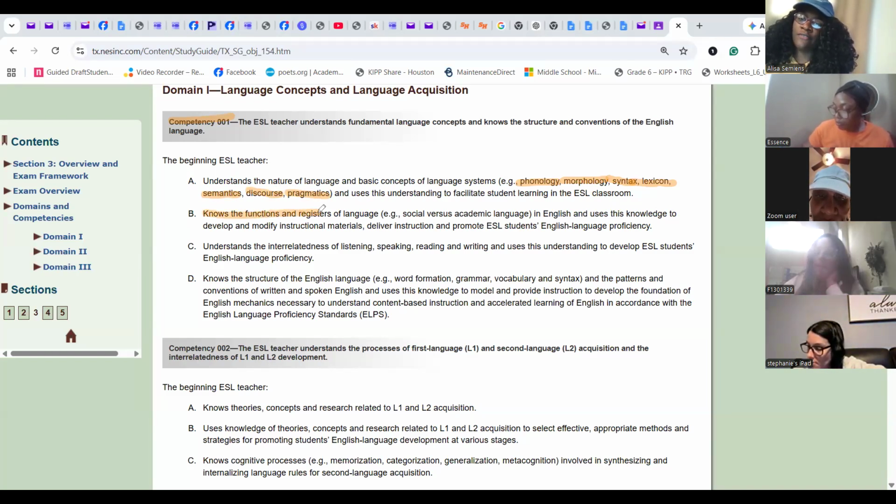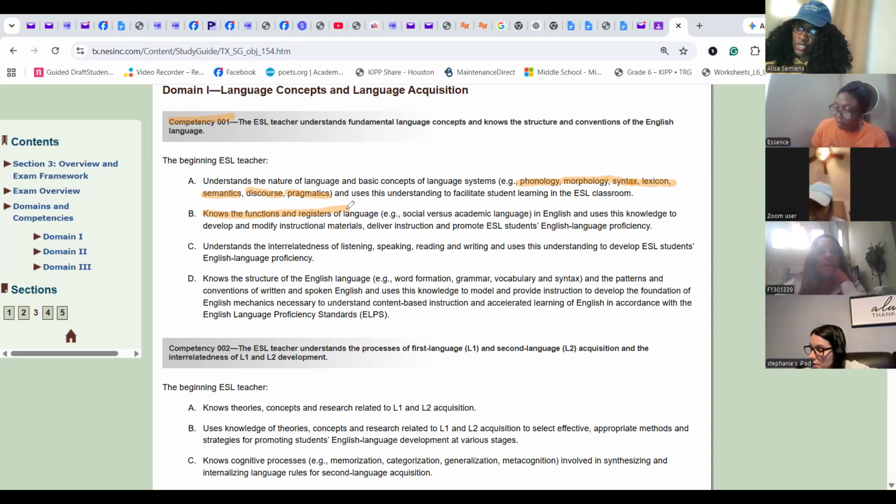For B, it says notes of functions and registers. One of the key answer choices is role playing, right? So one of the things you want to remember is students are going to understand social language a lot faster than the academic formal language.